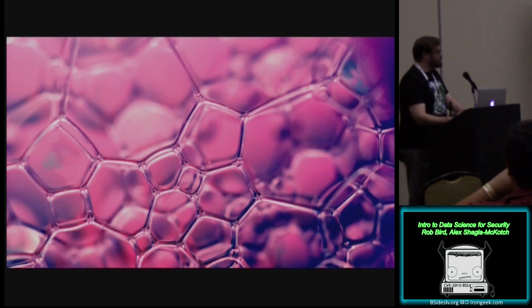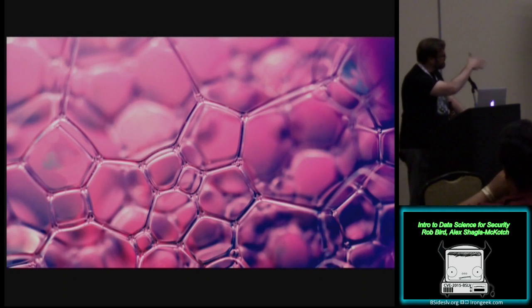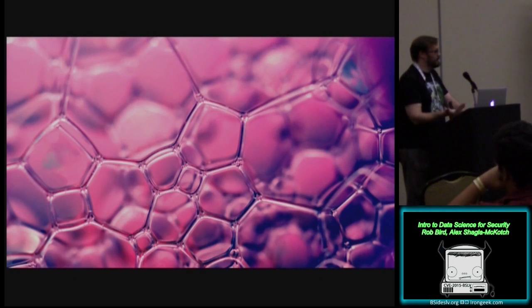How can we do this better? It actually turns out that nature does this implicitly with bubbles. So the patterns of lines that you see here are actually something called the Voronoi tessellation. The Voronoi tessellation is the natural minimization.